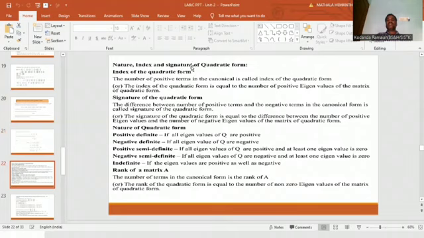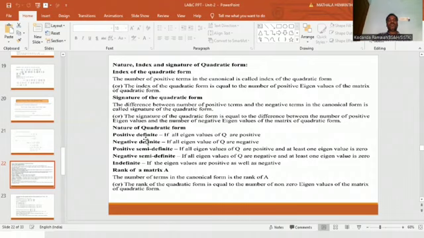Nature, index, and signature of a quadratic form. These are very important topics in quadratic forms. Index of a quadratic form: the number of positive terms in the canonical form is called the index of the quadratic form. Signature of the quadratic form: the difference between the number of positive terms and the number of negative terms in the canonical form is called the signature of the quadratic form. And nature of the quadratic form.